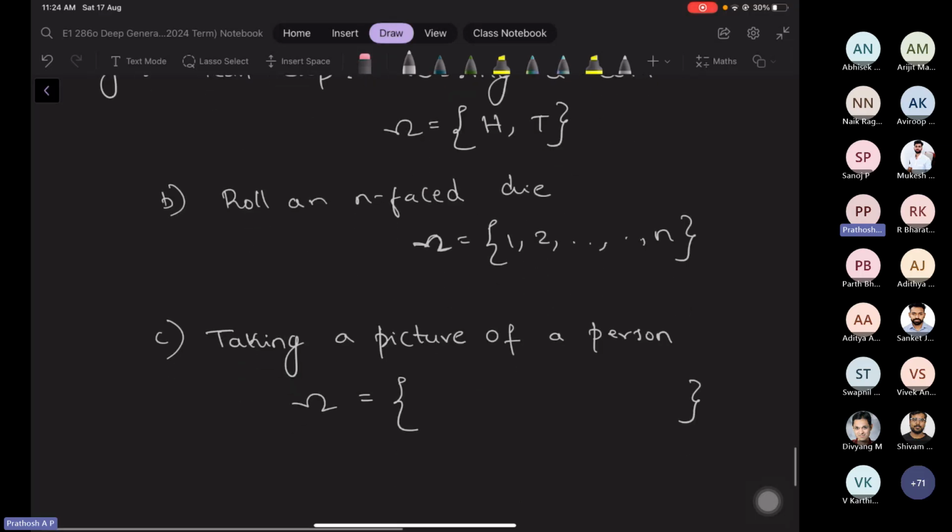Now, if you take a picture of a person, what is the possible sample space? Male, female, and maybe third gender. All pixel combinations. No, it's not that, because I'm talking about all people. So it's actually person 1, person 2, person 3, and so on. If you have, let's say, 7 billion people in this world, you have 7 billion possible outcomes. Can you see this? So basically, this is the way you are modeling it.